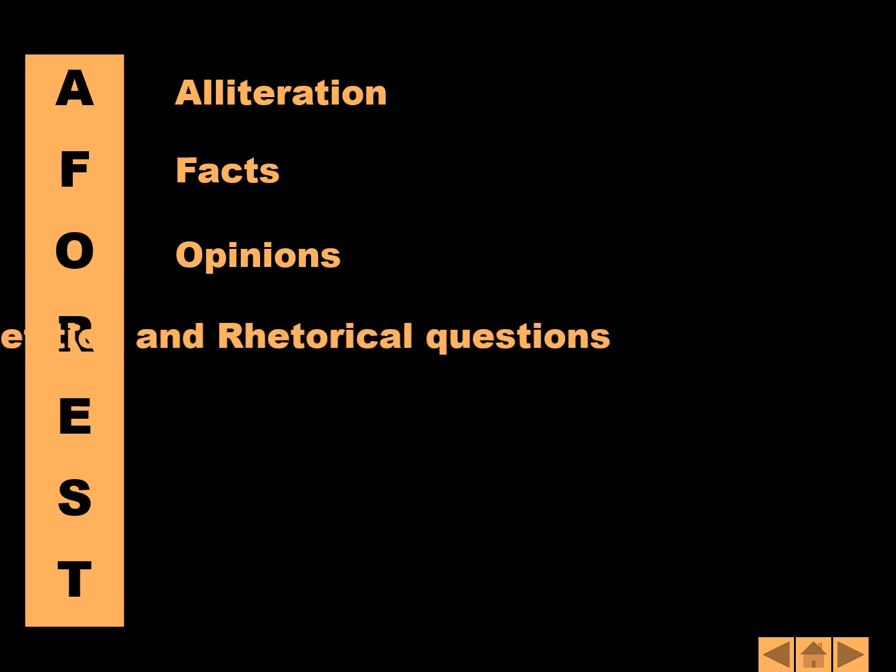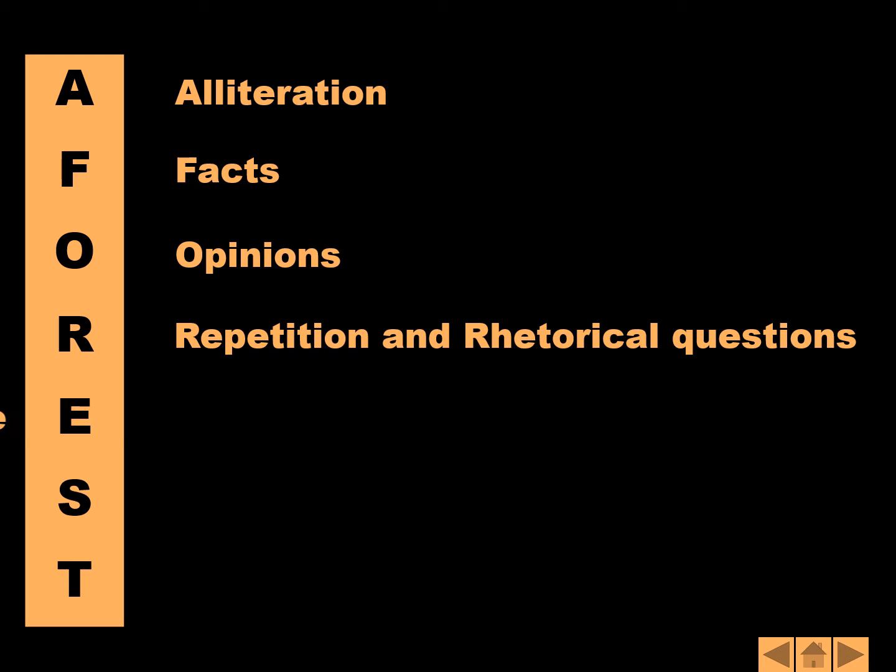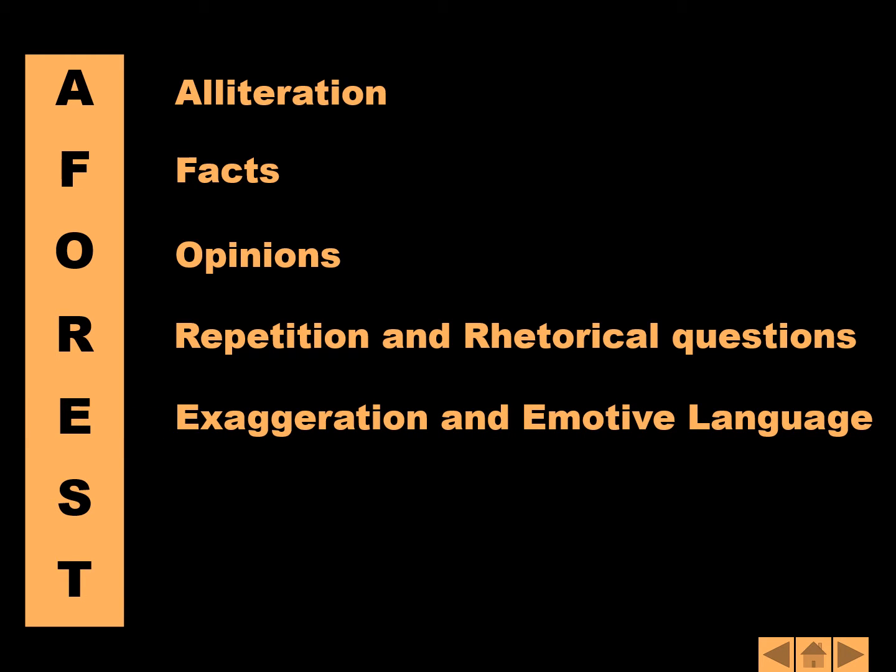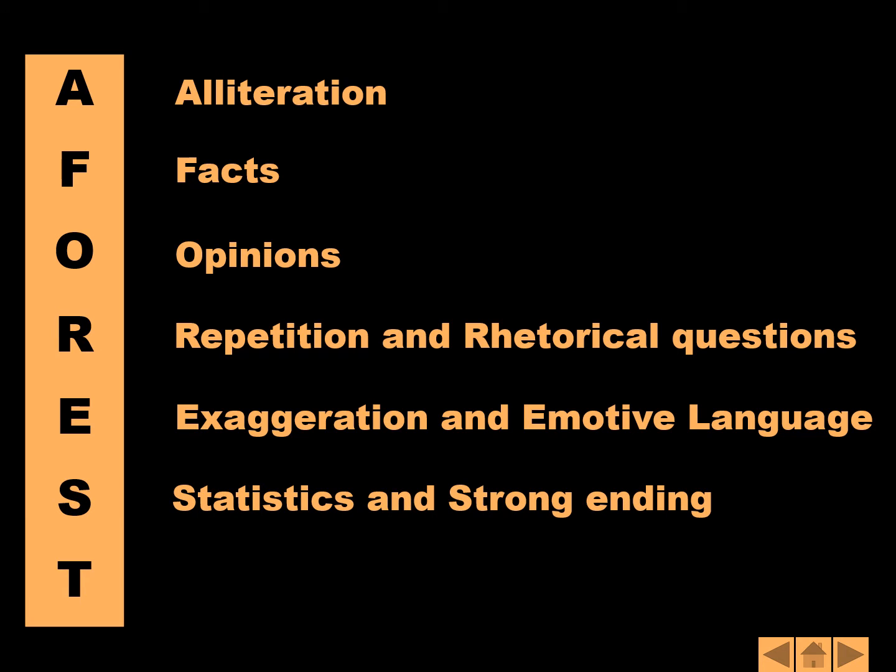Another thing I need to bear in mind is, of course, the use of persuasive techniques, what we call a forest or da forest, depending on which clip or which website you go to revise. A stands for alliteration, F is your facts, O is opinions, R is repetition and rhetorical questions, E is exaggeration and emotive language, S is statistics or strong ending, and T is triple or rule of 3. All of these put together pack a hell of a punch on your audience. They persuade them to think about whatever the topic is you want them to think about and get their attention by keeping the writing engaging.